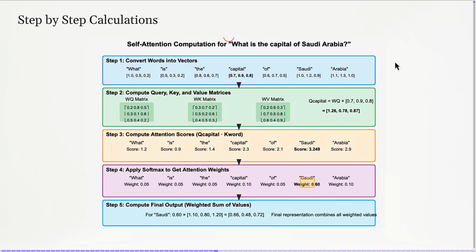And this is the summary of the different steps: converting words into vectors, computing query, key and value matrices, computing self-attention scores, applying softmax, and computing the final output. Now I understand that you understand a few things, but there are so many things that could be confusing. How do we calculate the key, the query, and the value? How can we make the computation? What could be the result? And so on. This is what I will try to respond to right now.